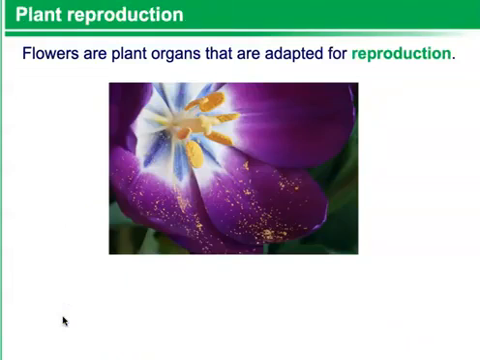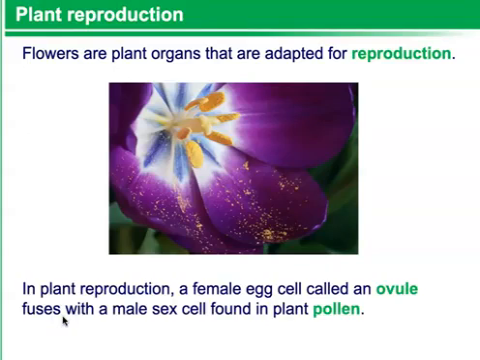Plant reproduction. Flowers are plant organs that are adapted for reproduction. In plant reproduction, a female egg cell, called an ovule, fuses with a male sex cell found in a plant called pollen.